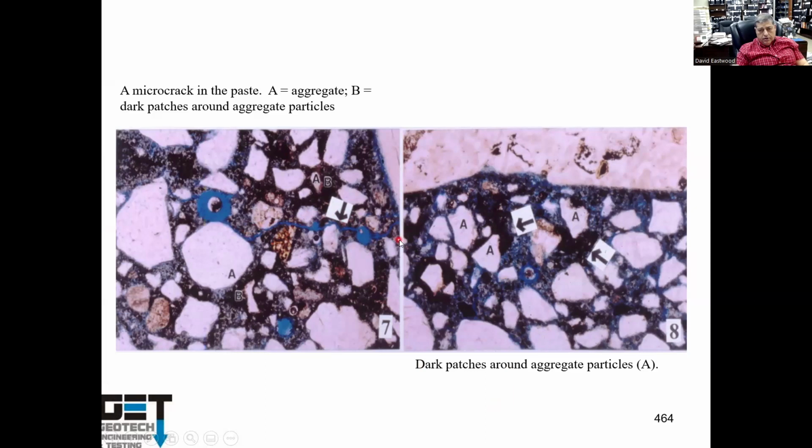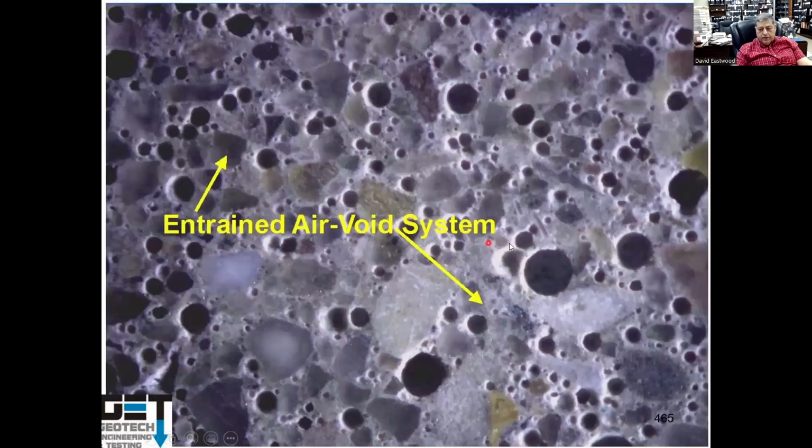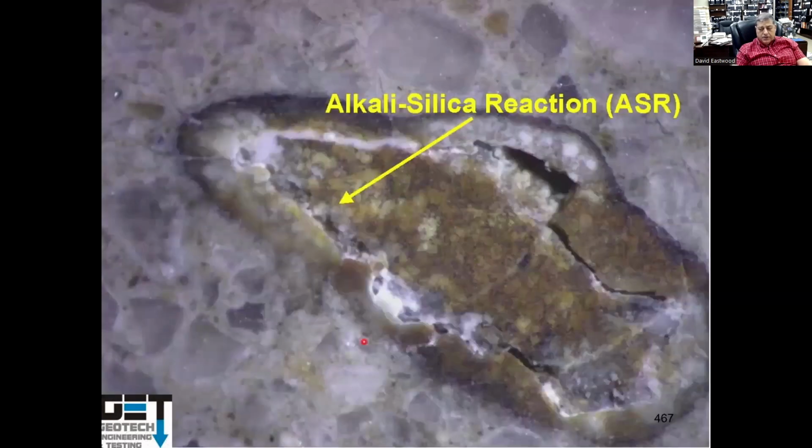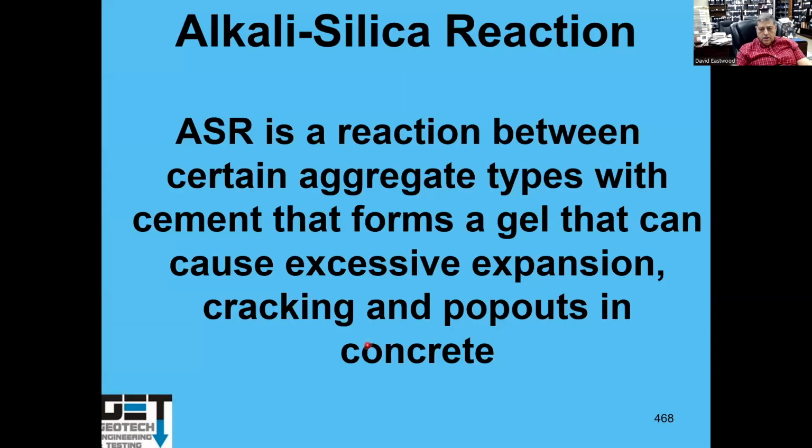in your concrete and your paste. So the petrographic shows you if you've got high water cement ratio, dirty aggregates, too much fly ash, problems with entrained air void system, or problems with chemical attack, alkali silica reaction, ASR. ASR is a reaction between certain aggregate types like gravel and cement that forms a gel that causes excessive expansion and pop outs in the concrete.